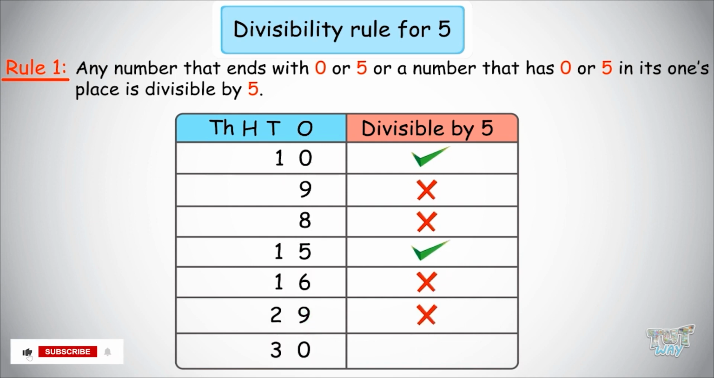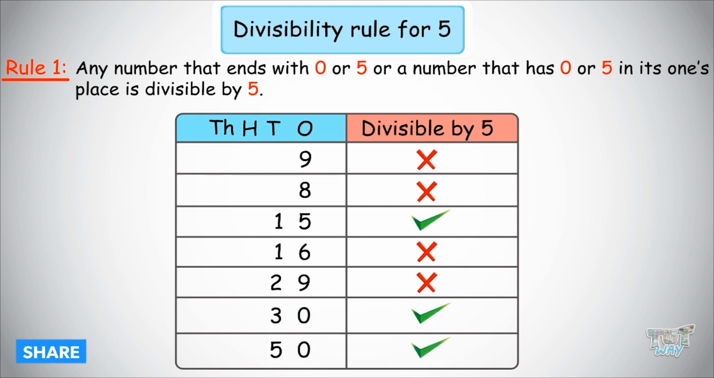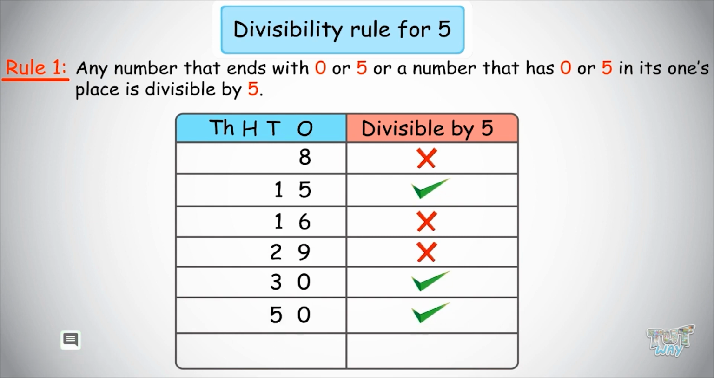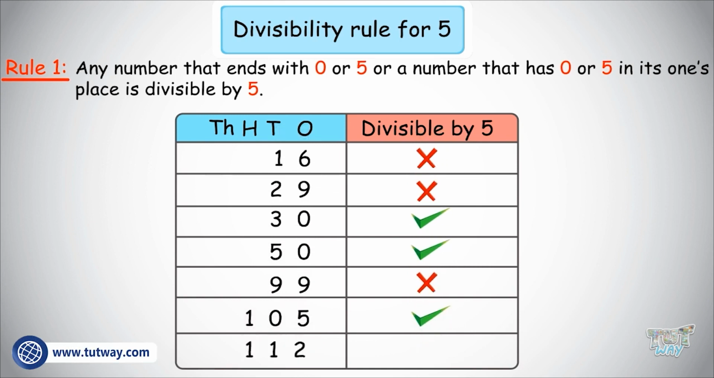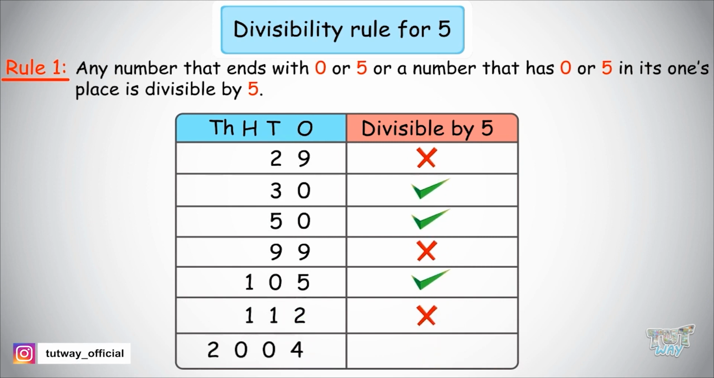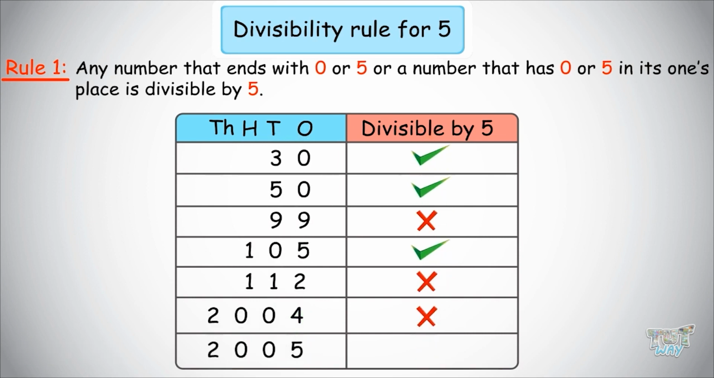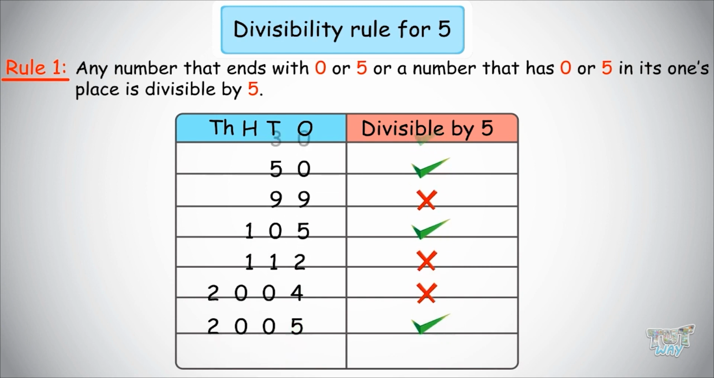30, the ones place is 0, so it is divisible by 5. 50, yes, this is also divisible by 5. 99, no, because ones place is 9. 105, again, this is divisible. 112, no, because ones place is 2. 2004, no, because the ones place is 4. 2005, yes, this is divisible because the ones place digit is 5.